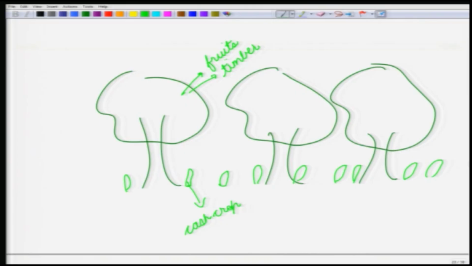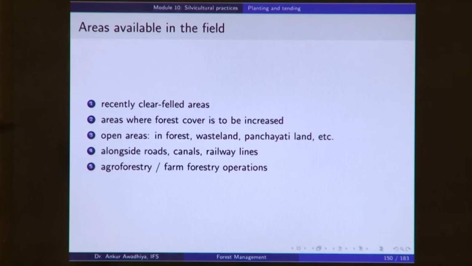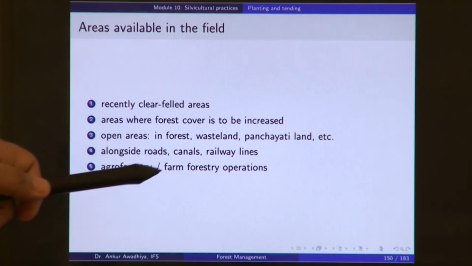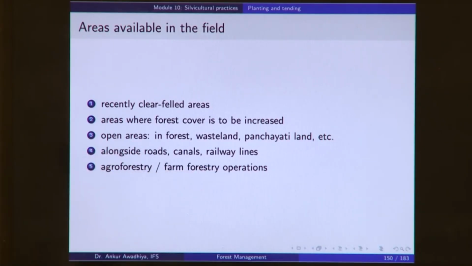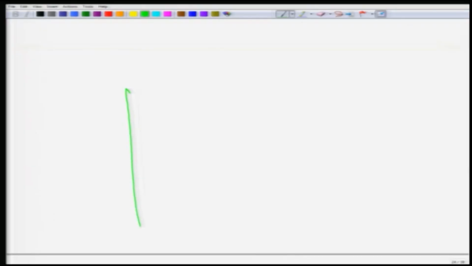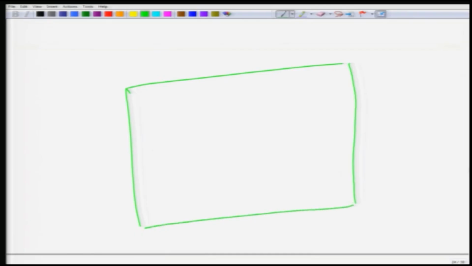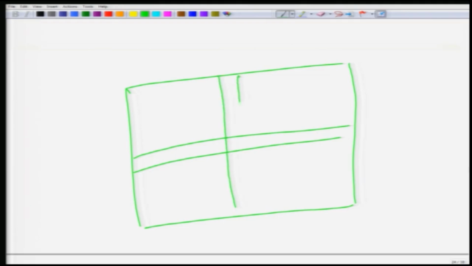So, in the case of agroforestry, the farmer is getting income both from forestry as well as from agriculture. Now, the second term here is farm forestry. Now, what is farm forestry? So, there is a farmer who is having an agricultural field, and let us say that this farmer is growing say wheat on his field.